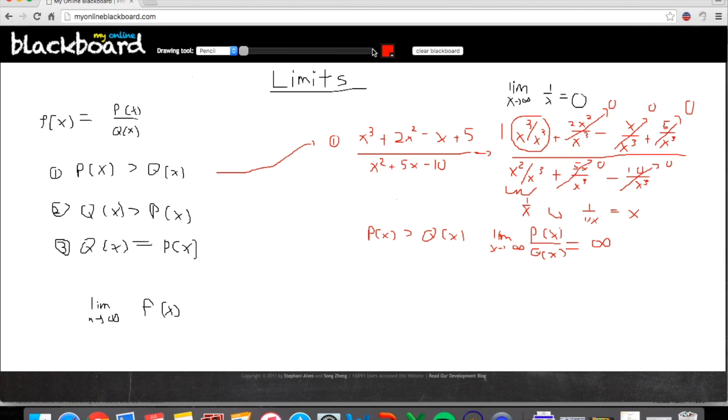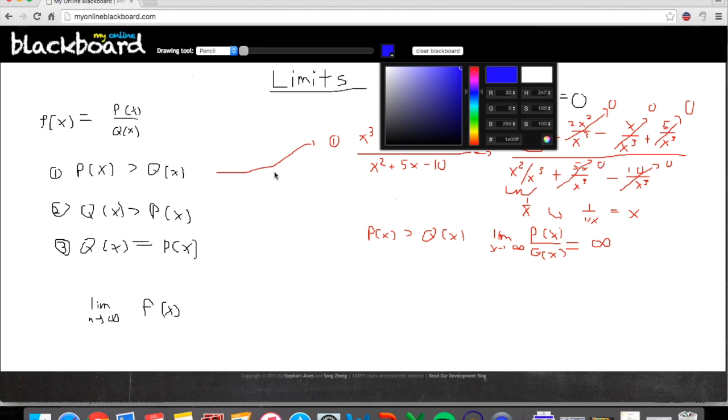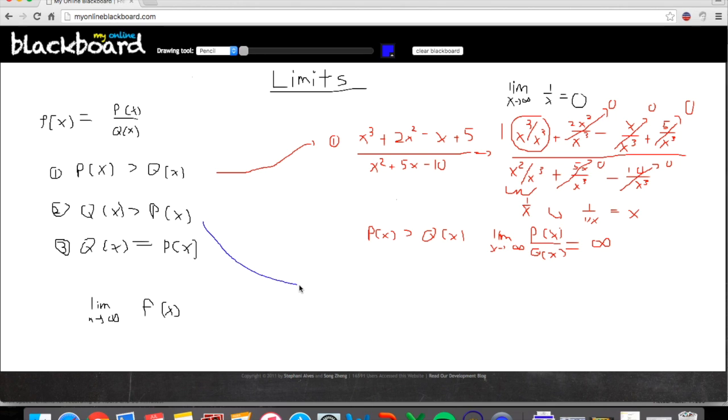Now let's do the second one. The second one is down here. If q of x is greater than p of x, so let's switch this around. We have x squared plus 5x minus 10 all over, now we have x cubed plus 2x squared, looks messy, I'm sorry, minus x plus 5.